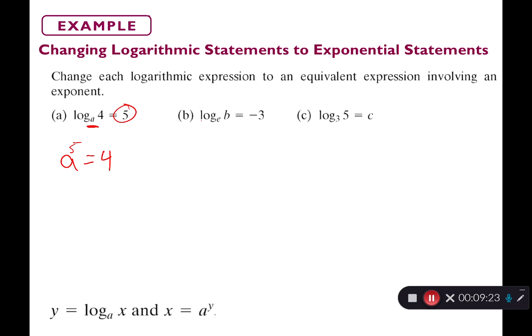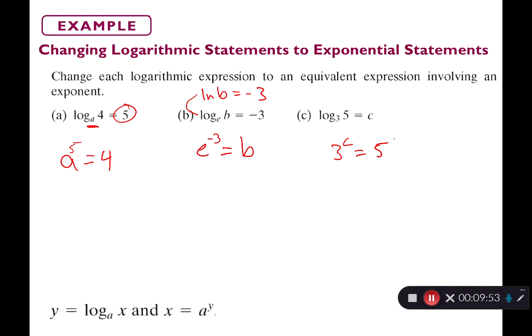Now again, in b, I have log base e. I could have written that as ln of b. I could have written it like this: ln of b equals -3. All right, so you should know that this converts to that, and then you get e to the -3 equals b. All right, and in the last one, we have 3 to the c equals 5.